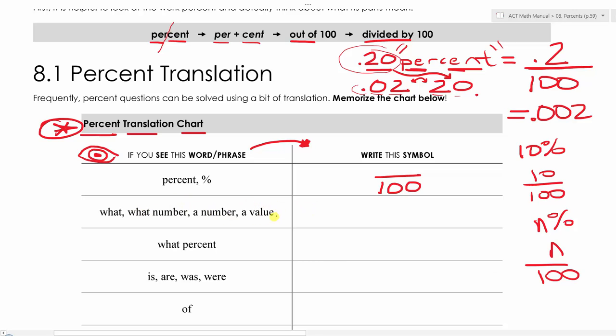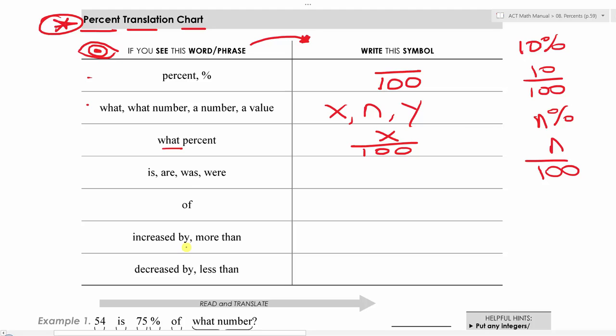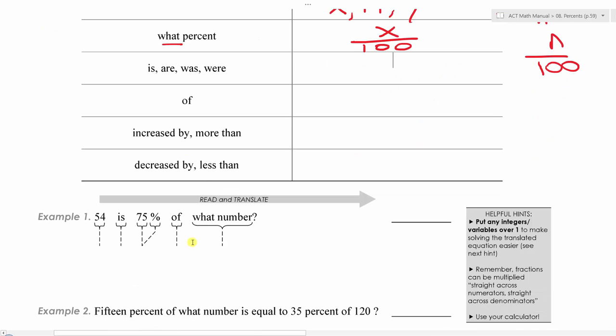What number, a value, these are all unknowns. So these translate to x's or n's or y's, whatever you want. What percent is just a combination of these first two items. What, we said, was a variable, and percent was divided by 100. So when we see the phrase what percent, we are going to translate that as x over 100. Is, are, was, were, those are all words that indicate an equal sign. So if we see an is, we are going to translate that by writing an equal sign.